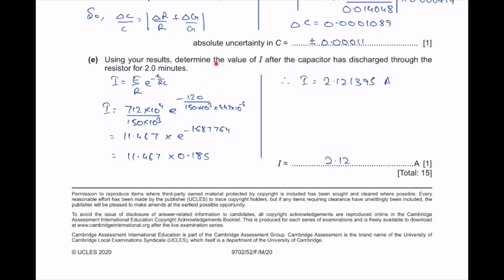Now the last part: determine the value of I if the capacitor is discharged in 2 minutes. So by using this equation and putting in the values calculated, that is E, 712 into 10 raised to power 4 volt, upon resistance 150 into 10 raised to power 3, and E raised to power minus, 2 minutes has to be converted into seconds, that is 120 seconds, upon R into C, the capacitance in microfarad. So by calculating this, the final result is I equals 2.121395 ampere. Converting to 3 significant figures, we get 2.12 ampere. So this is the value of the current after the capacitor has discharged through the resistor for 2 minutes.